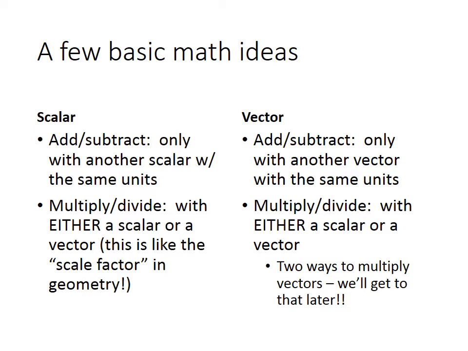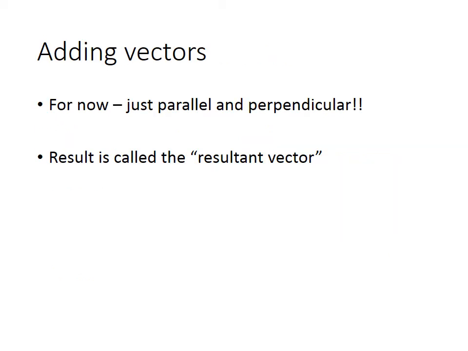For a vector, you could add or subtract only with another vector with the same units. To multiply or divide, you can either multiply with a scalar, like we've talked about, or with another vector. Now, there's two different ways to multiply vectors with each other. We'll get to that much later in the course. For adding vectors, for now, we're just going to talk about parallel and perpendicular. The result that we get when we add them is called the resultant vector.